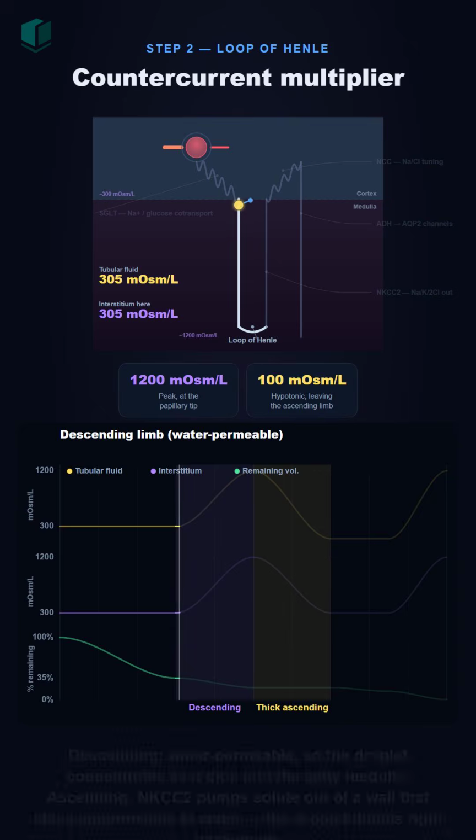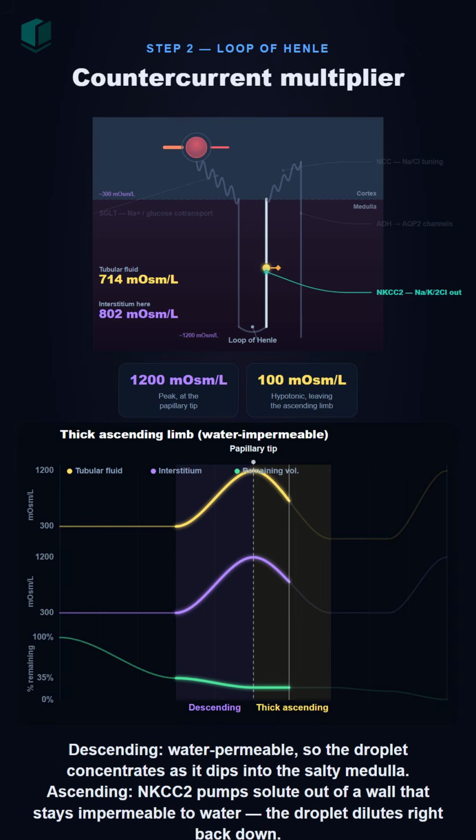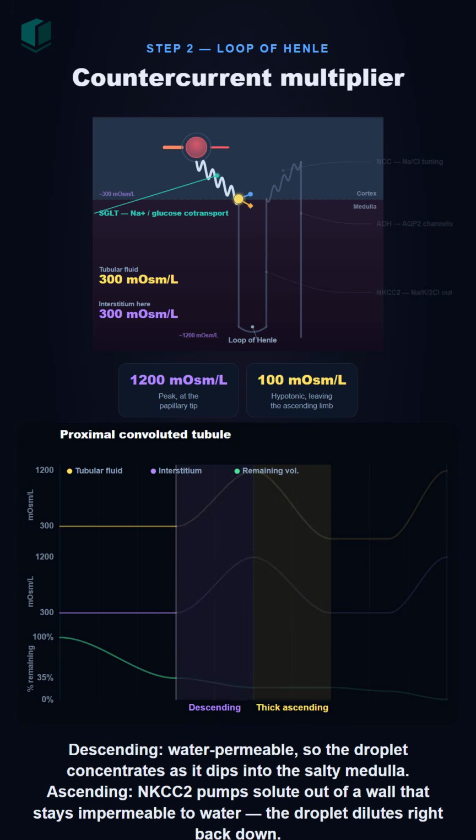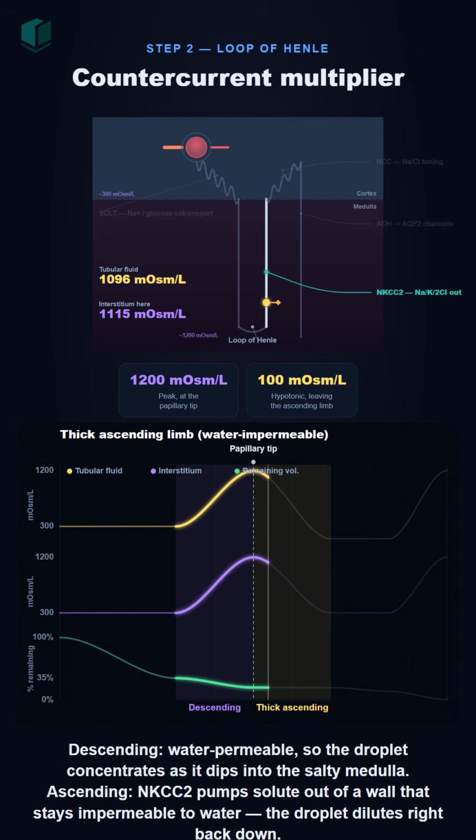Next, the loop of Henle. The descending limb is permeable to water but not solute, so dipping into the salty medulla, water leaves, and the droplet concentrates. At the bottom, the thick ascending limb flips the physiology. NKCC2 pumps sodium, potassium, and chloride out, but the wall stays impermeable to water, so the droplet dilutes again, the countercurrent multiplication that builds the medullary gradient.